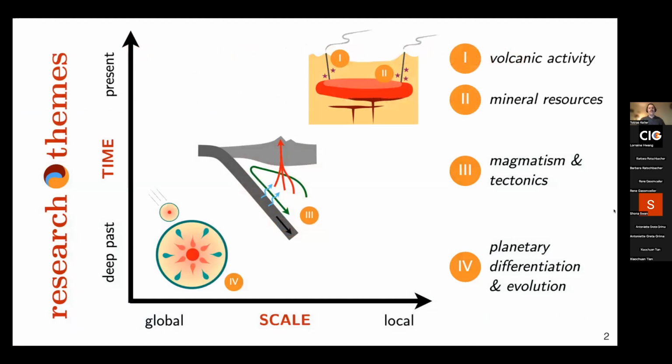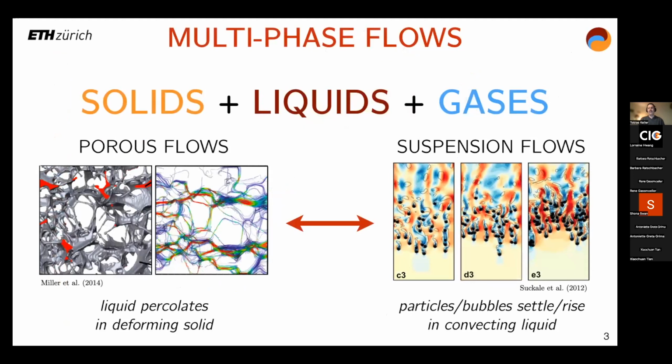So the research themes of my Magma Matters research group, which is sort of a bit of an odd hybrid split between the University of Glasgow, where I was a lecturer before, and ETH, where I'm now at, looks at all sorts of different topics where magma really matters. That goes anywhere from the global scale of planetary differentiation and evolution to the local scale of volcanic activity and the topic of today, mineral resources. And the thing that brings all of the research in our group together is that it's all about multi-phase flows.